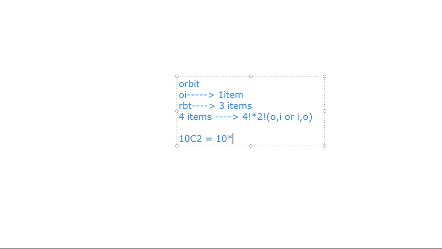It is nothing but 10 into 9, the whole divided by 2 into 1. So we know it is nothing but 45. So my answer is 45 line segments can be formed. Is that clear?